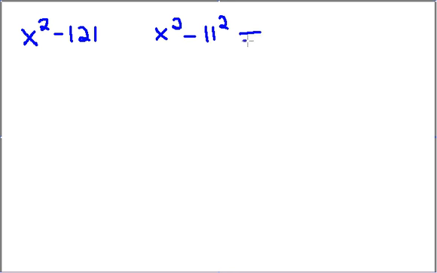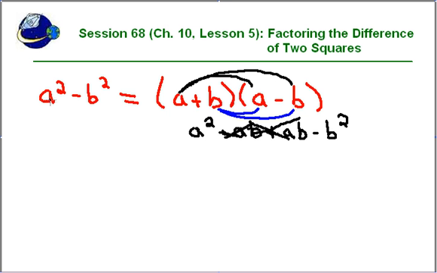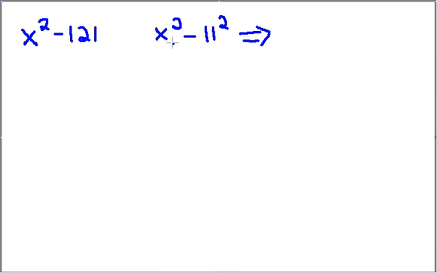Now we just simply use from our previous screen, our factor statement. A squared minus b squared is going to equal a plus b times a minus b. So there's our a squared minus our b squared. In this situation, x squared represents the a from our previous statement, and the 11 squared represents the b. So how do we factor this?